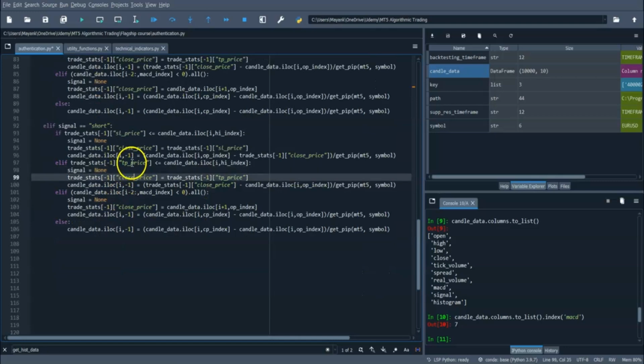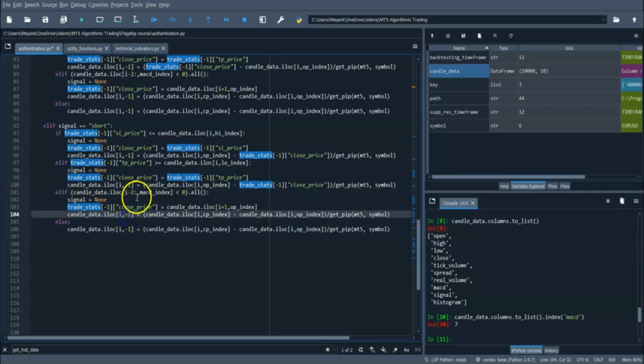Alright. So for the second code block, if the take profit price is greater than equal to the low index, signal is none, fine. This would not change. Close price would be the take profit price. Once again, we'll have to flip it. So you can simply put minus here, but it's okay if we want to make it more intuitive.